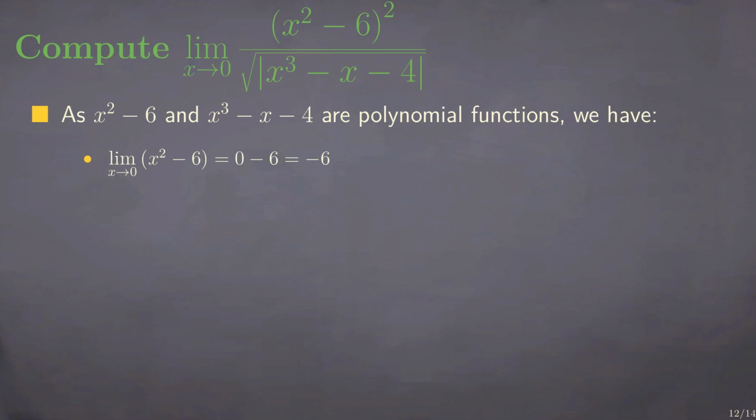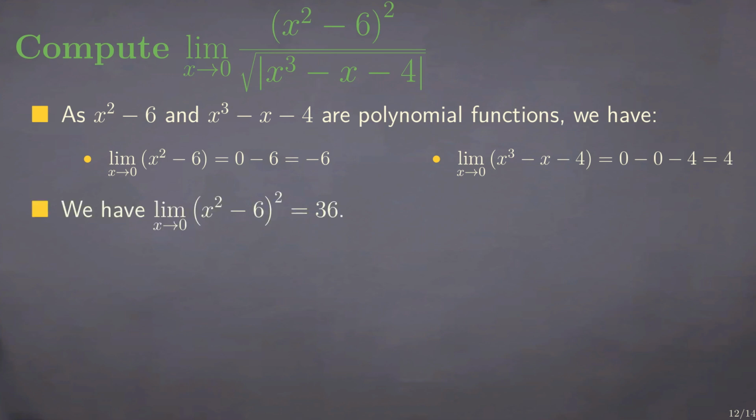Okay, so first, the functions x squared minus 6 and x to the power 3 minus x minus 4 are actually polynomial functions, so we can easily compute the limit of them, which is minus 6 for x squared minus 6 and minus 4 for x to the power 3 minus x minus 4. Here we can use the fact that these functions are polynomial functions.